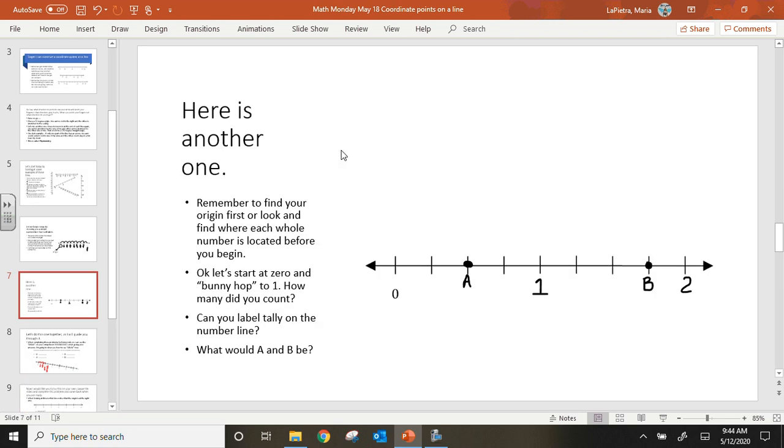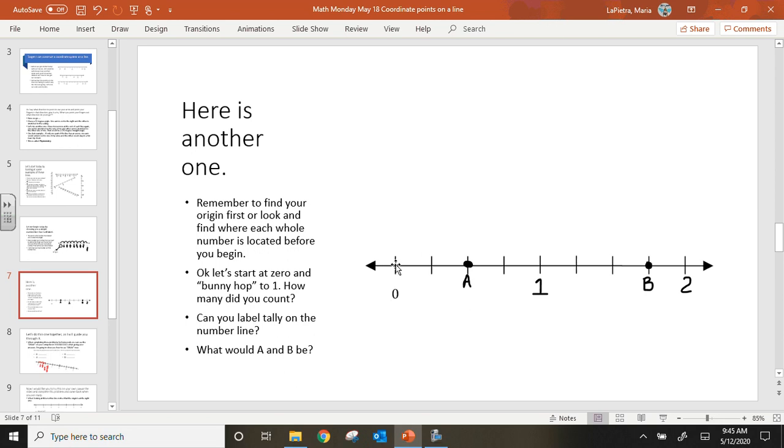Okay, here's another one. Remember to find your origin first, or look and find where each whole number is located before you begin. Okay, so let's start at 0 and bunny hop to 1. How many did you count? Ready? Go. 1, 2, 3, 4. So from my 0, my origin, to my first whole number, I counted 4 spots, 4 intervals.